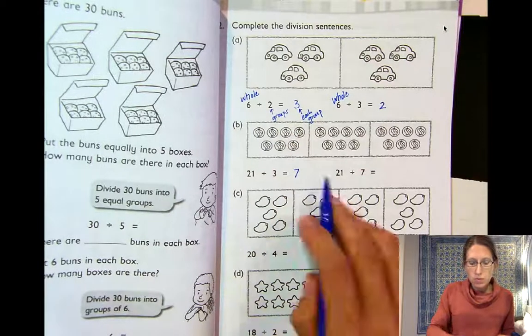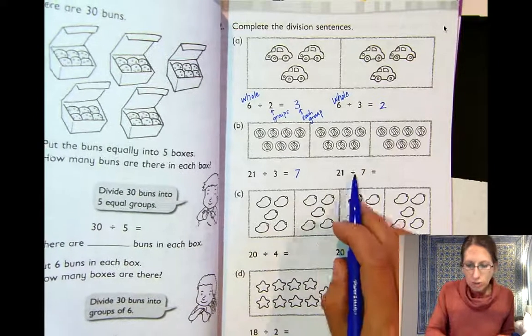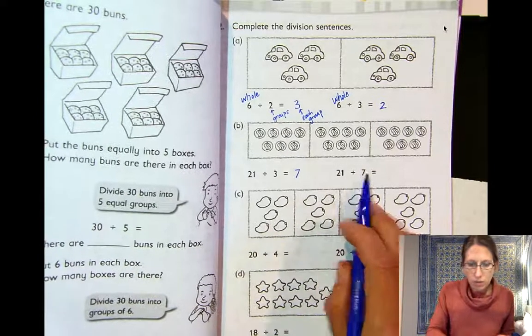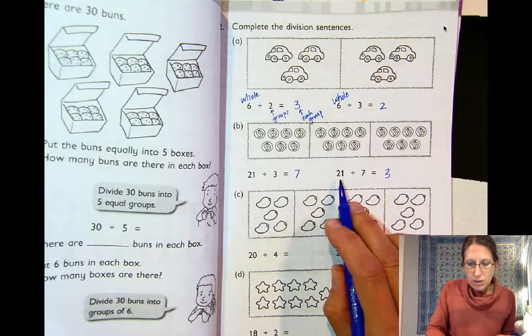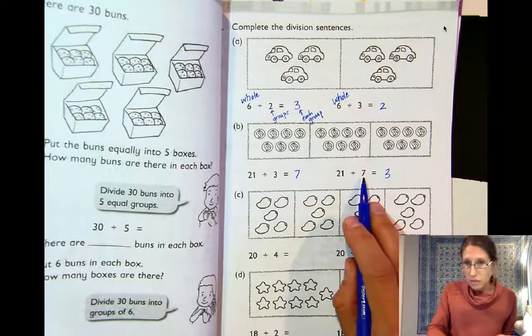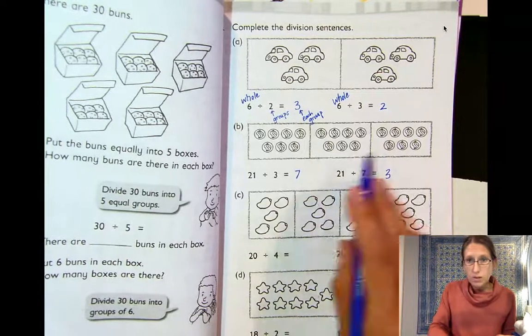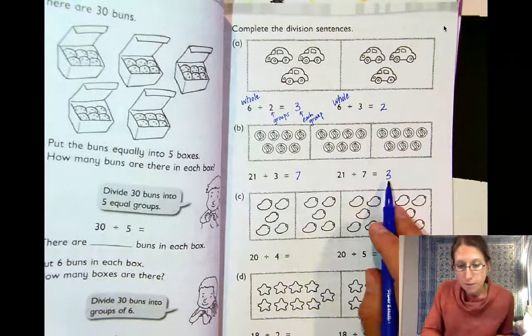And then we can use those same three numbers to write another division equation. 21 divided by 7 equals 3. So this one means 21, that's our whole number, divided into groups of 7. There's a group of 7, there's a group of 7, there's a group of 7. So our answer is how many groups are there? And there's 3.